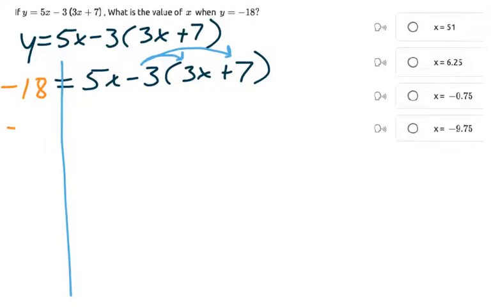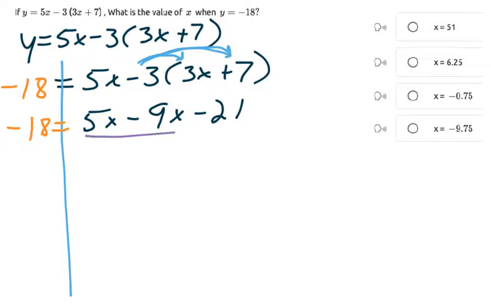So to simplify, I'm going to have negative 18 equals, on the right side I have 5x, and then let's distribute. Negative 3 times 3x is going to get you negative 9x, and then the negative 3 times the positive 7, a negative and a positive is a negative value, so it's going to equal negative 21. 3 times 7 is 21. Alright, so we distributed, got the parentheses out of the way. You can combine like terms right here, 5x minus 9x.